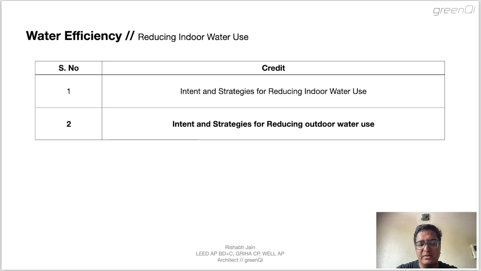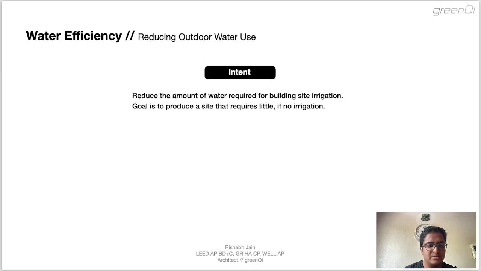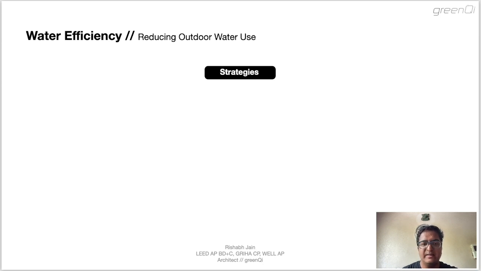Now let's understand the intent of reducing outdoor water use. So the intent is to reduce the amount of water required for building site irrigation. This shall help us to reduce a site that requires little, if no, irrigation. Now let's understand the strategies that will help us achieve this intent. The strategies address the type of landscape on a project and the water sources that can be used to reduce potable water for irrigation, similar to what we studied in the last topic, reducing indoor water use.